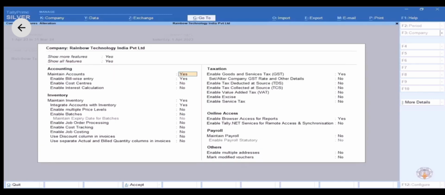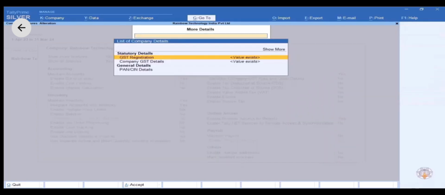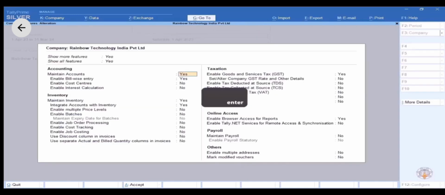to Yes as well. In addition, we can also update statutory details of the business, such as GST registration, company GST details, PAN details, and corporate identification details information of the business with the help of more details options. Let's see how to update PAN and CIN details of the company. PAN number as CIN details, enter and accept.